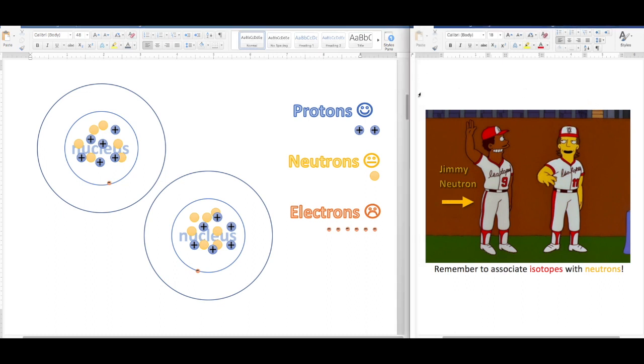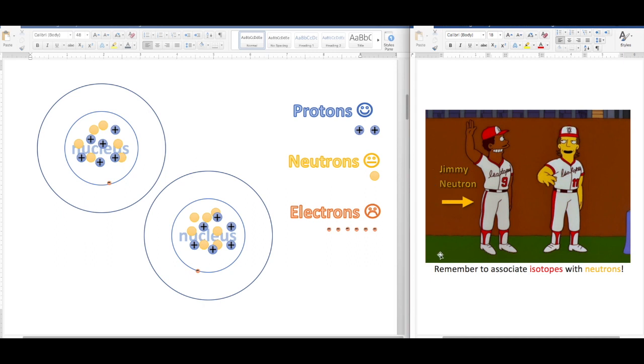So here is a way to remember to associate isotopes with neutrons. If you are from New Mexico or a fan of The Simpsons, then you probably know that there is a AAA baseball team called the Albuquerque Isotopes. And so to get that association between isotopes and neutrons, we are going to pretend like the star player for the isotopes is a guy named Jimmy Neutron.